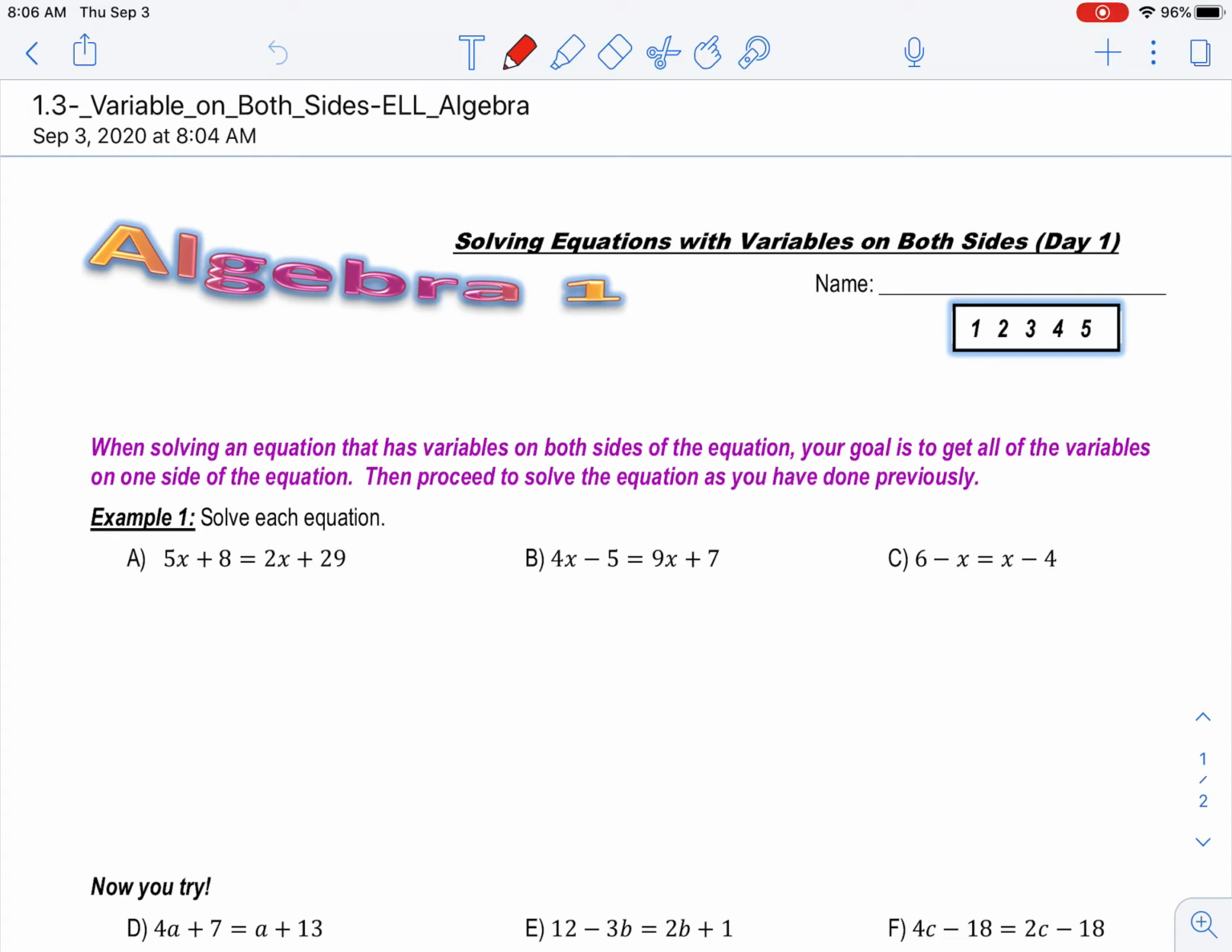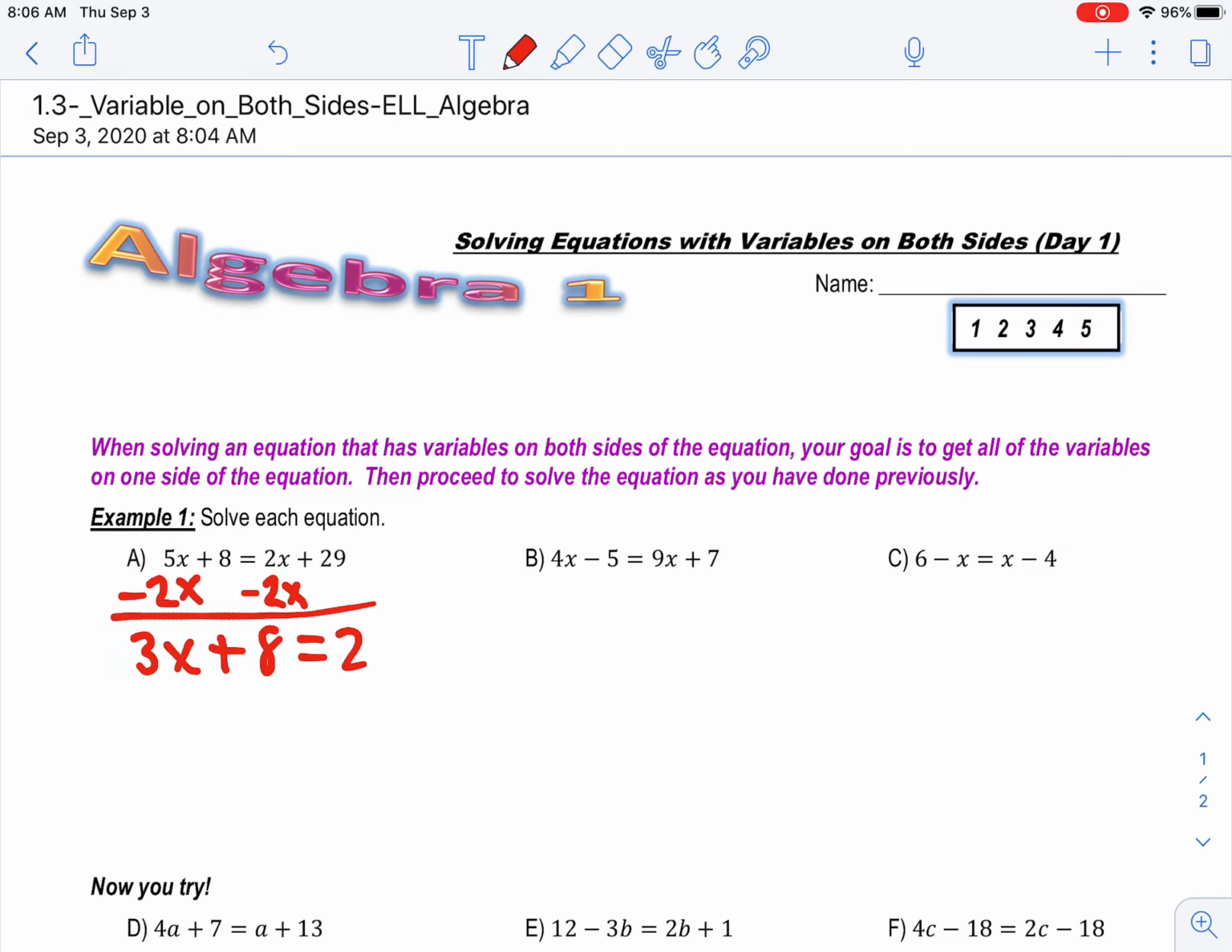When solving, we'll get variables on both sides. Our goal is to get the variable on one side and then proceed to solve it like we have done. You'll notice I have an x on both sides of the equal sign. I'm going to take the 2x on the right and move it to the left by doing the opposite, so I'm going to subtract 2x from both sides. That gives us 3x plus 8 equals 29.